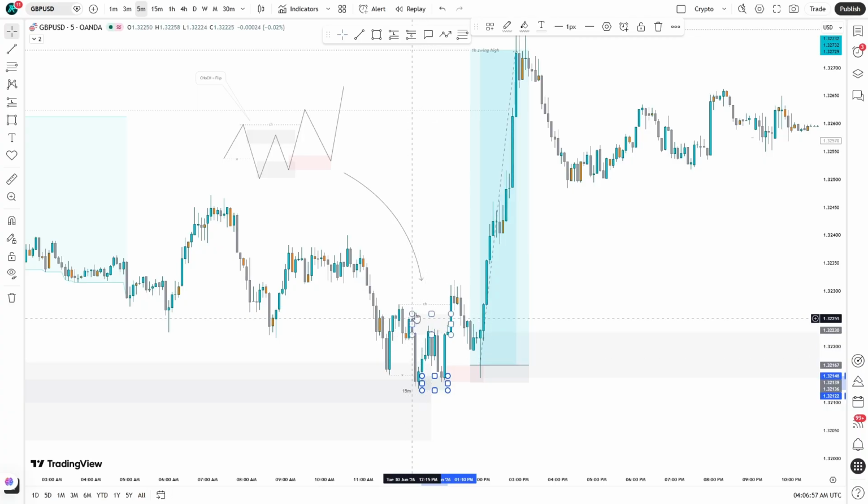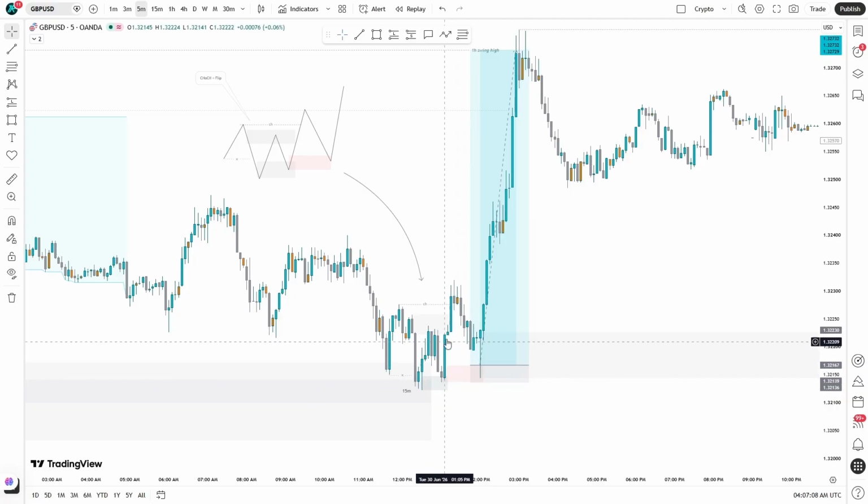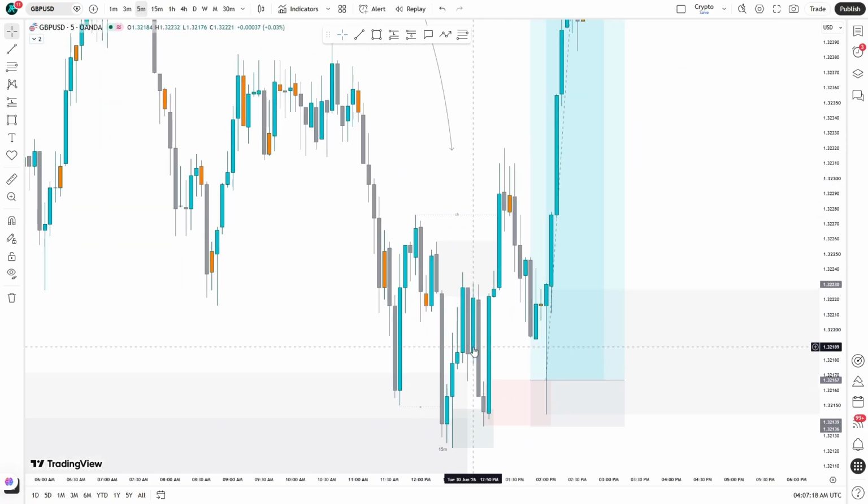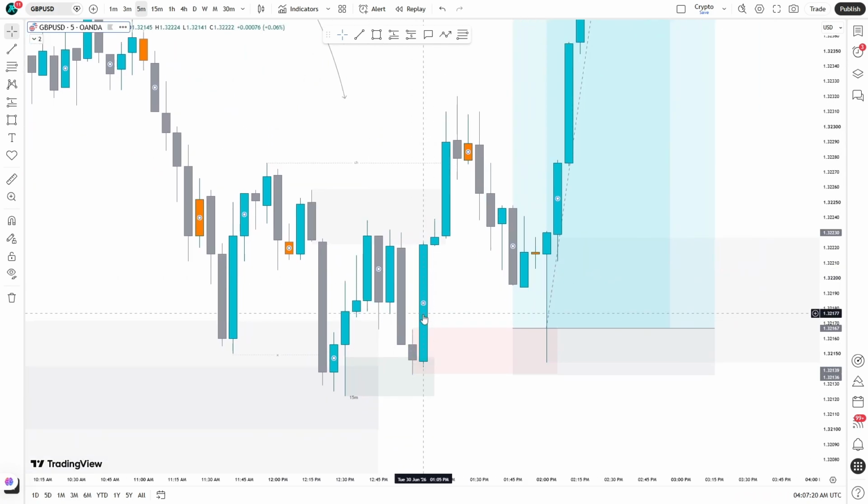Sorry, the market came up and mitigated this supply. It came down, failed to take it out, and came down to mitigate this demand. Then after it mitigated it, it moved immediately, in about 3 candles, 1, 2, 3, and took out this high. Then it left this clean demand zone here. Let me zoom in. It left this very clean demand candle here.